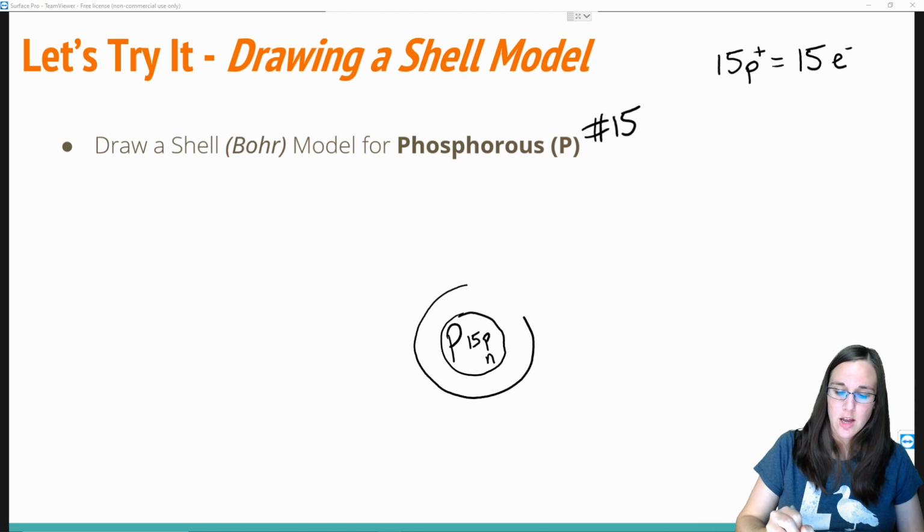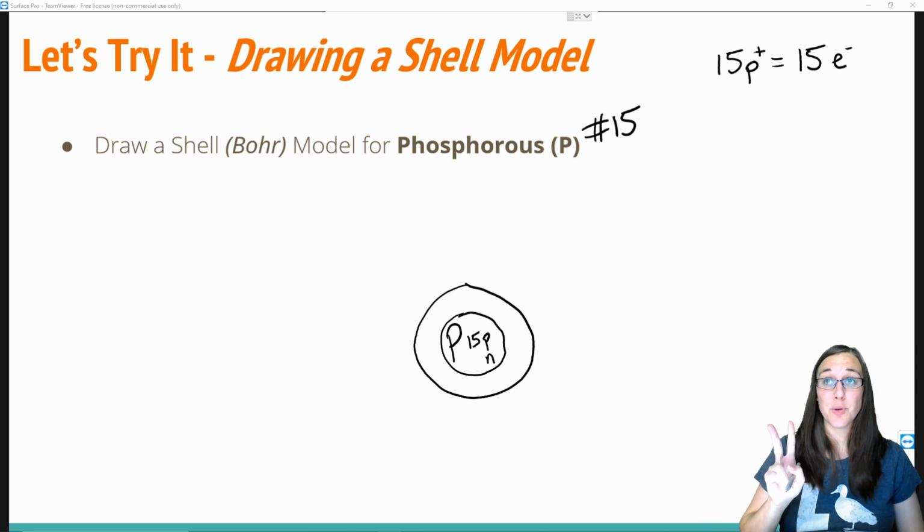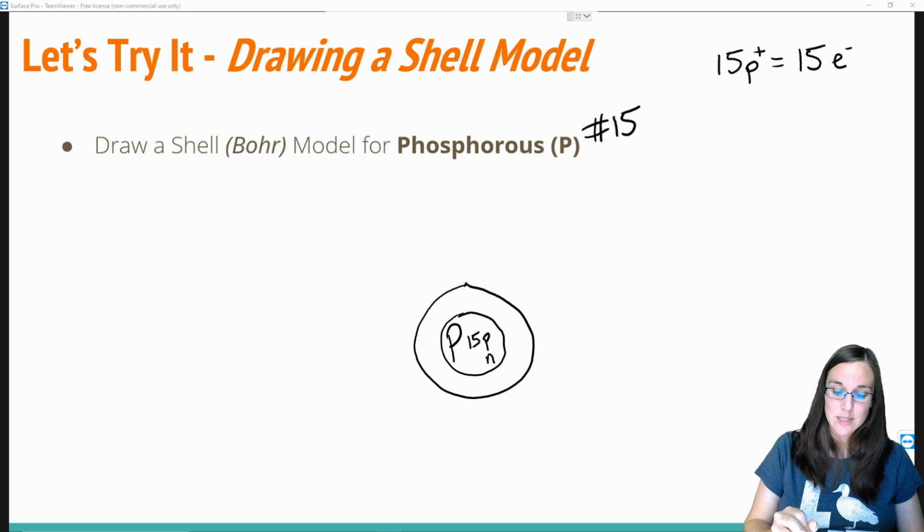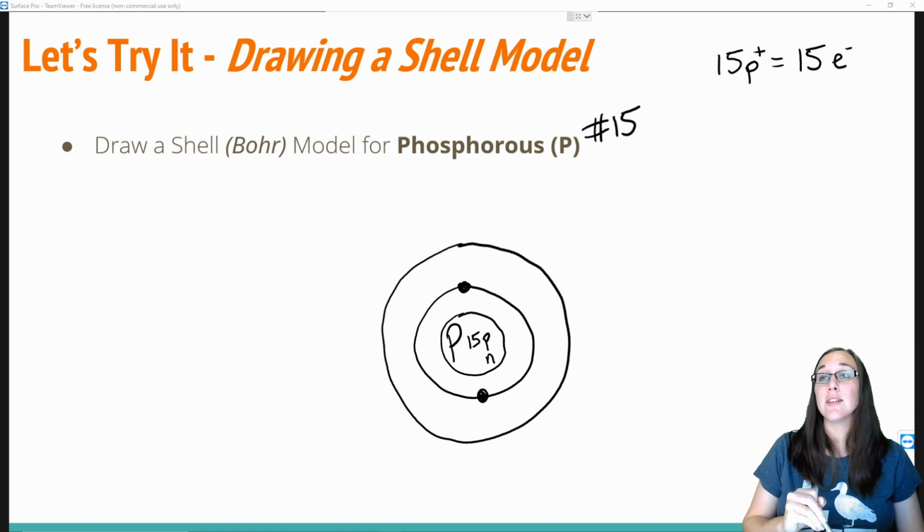In the first shell, we can only fit 2. We're going to play ring around the rosy. So 1, 2, ring around the rosy. We're going all the way around. We still have 13 that we need to fill in. So we have to go to our second shell. In our second shell, we can fit 8. We're going to play ring around the rosy again. So we have 1, 2 already, 3, 4, 5, 6.